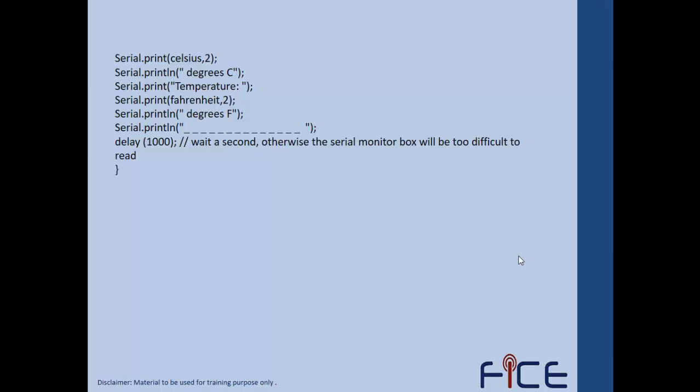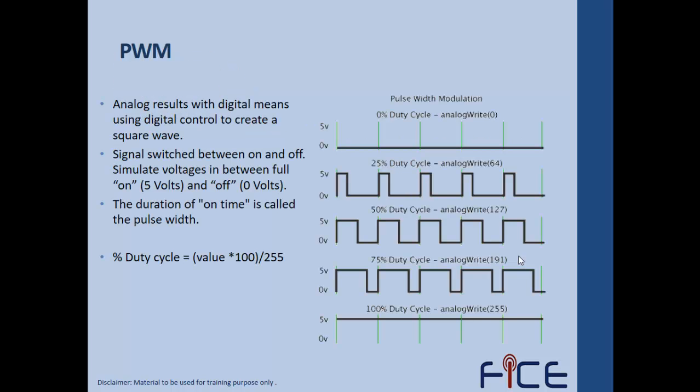Same thing, we are printing the value of the temperature in Celsius on the serial monitor with the help of the Serial.print API. After that we are printing the value of the temperature in Fahrenheit onto the serial monitor with the help of the Serial.print API. And next we have PWM.